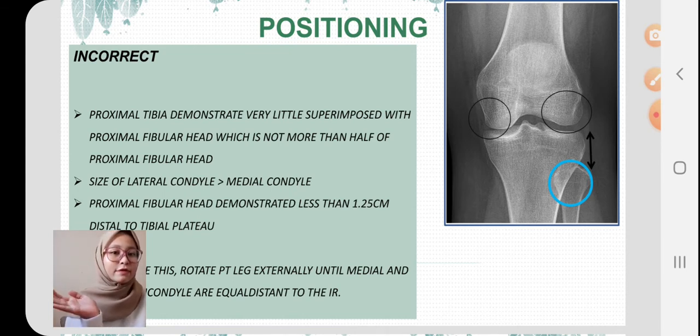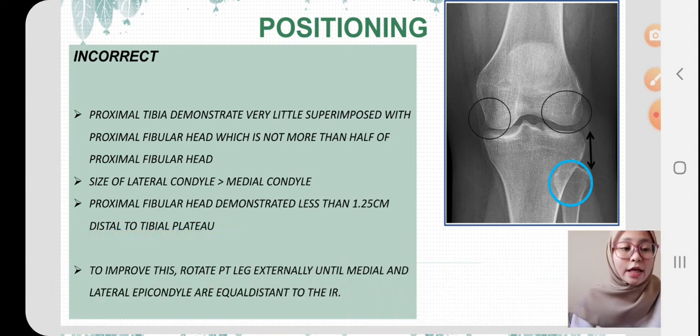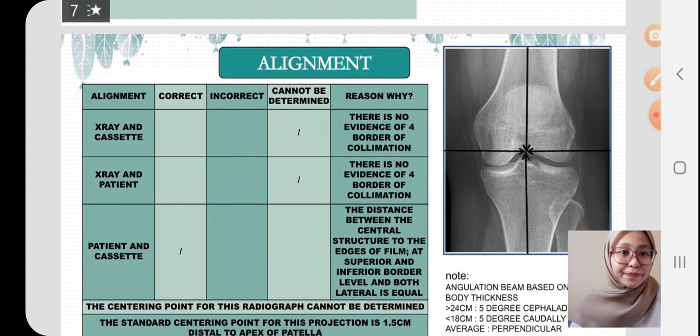Next, the proximal fibula head demonstrates less than 1.25 cm distal to the tibial plateau. So to improve this, rotate the patient's leg externally until the medial and lateral epicondyles are equidistant to the IR. Okay, next is alignment.